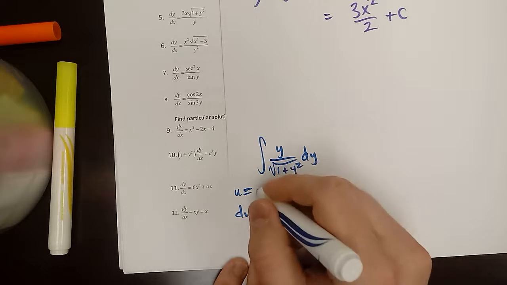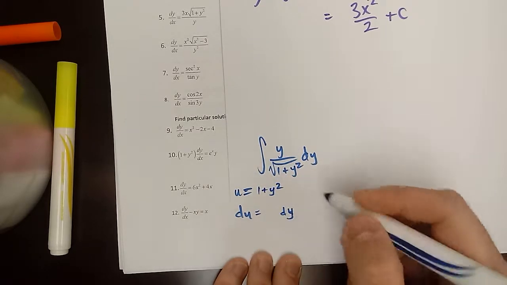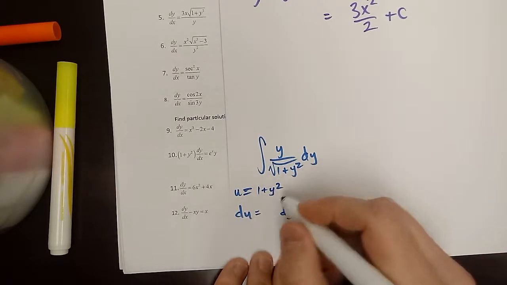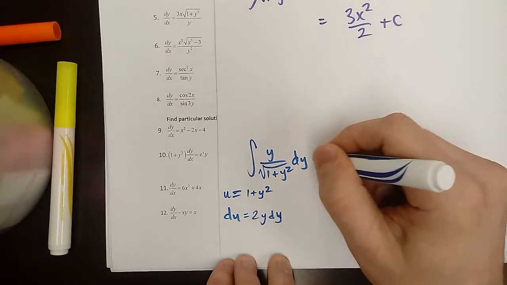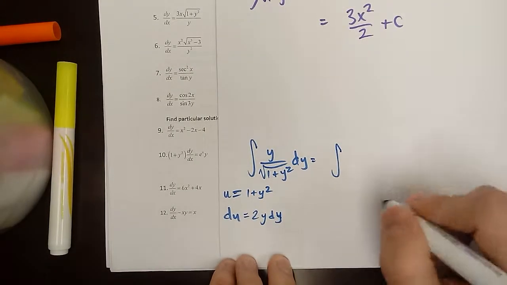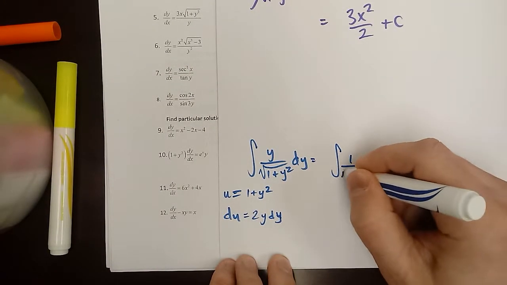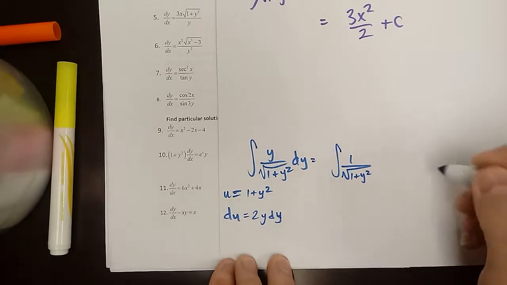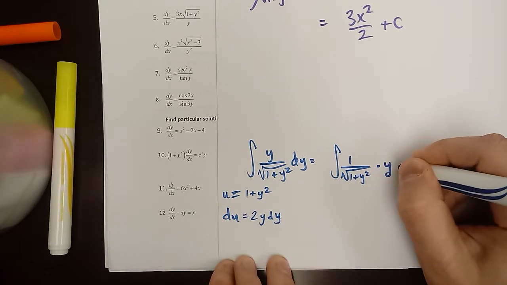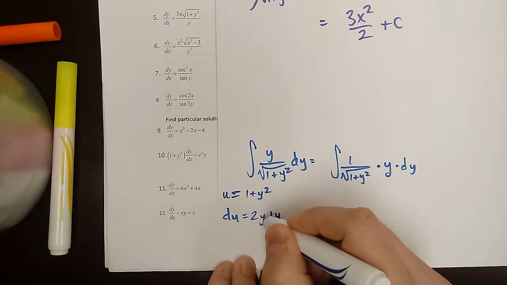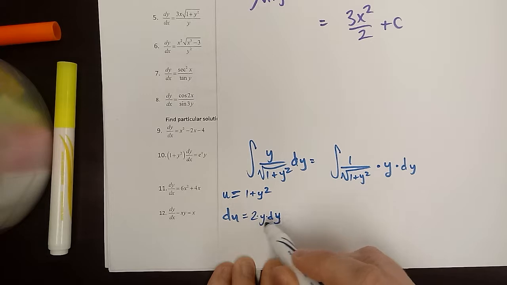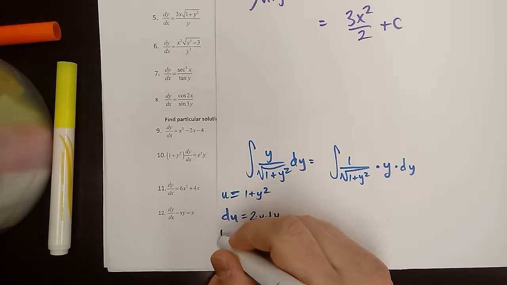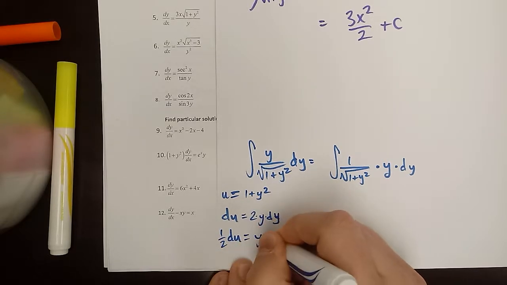So my eye was drawn to 1 plus y squared because the derivative of 1 plus y squared is 2y. And you might be like, Canfield, I don't see that anywhere. But remember that this is the integral of 1 over the square root of 1 plus y squared times y times dy. This is 2 times y times dy. I see that y dy, I see that y dy. They're very, very similar. The only thing I would need to do is multiply both sides by 2 and say 1/2 du is equal to y dy.